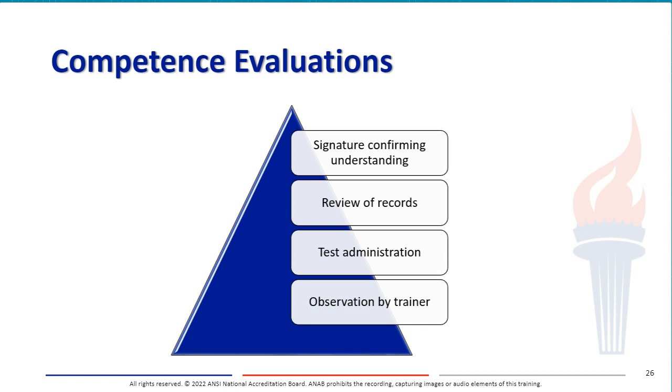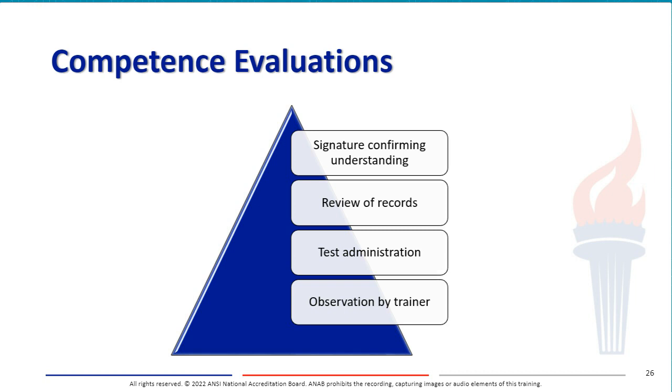A step up from signature is review of records. This would be the records generated by the trainee when performing the task or activity. The trainer or supervisor reviews the records generated to see if they comply with the requirements of the process or procedure. If they do, then competence is assumed.